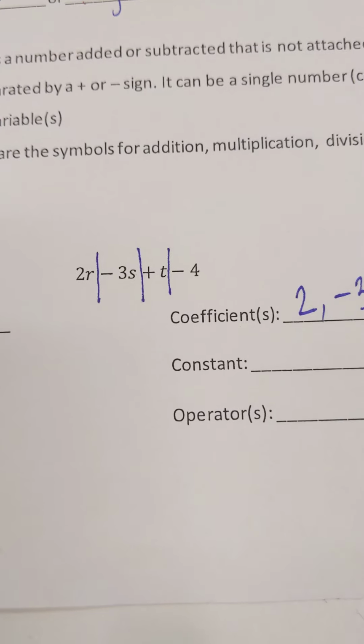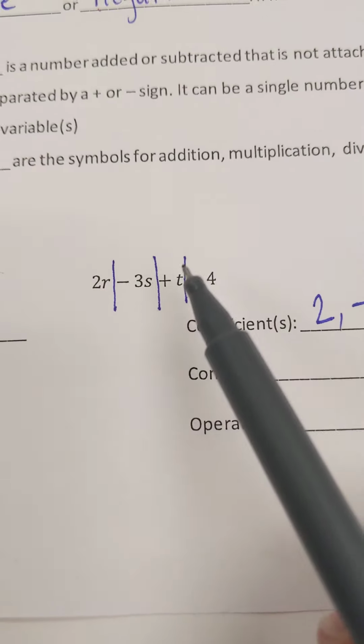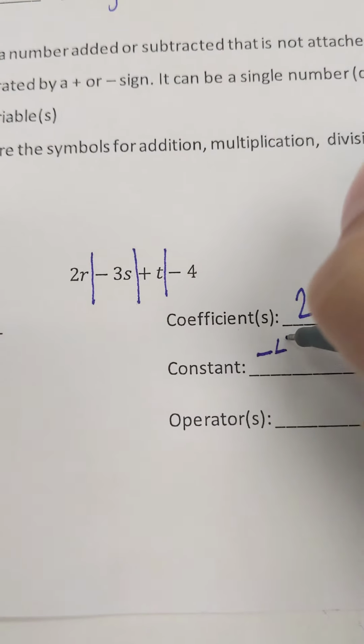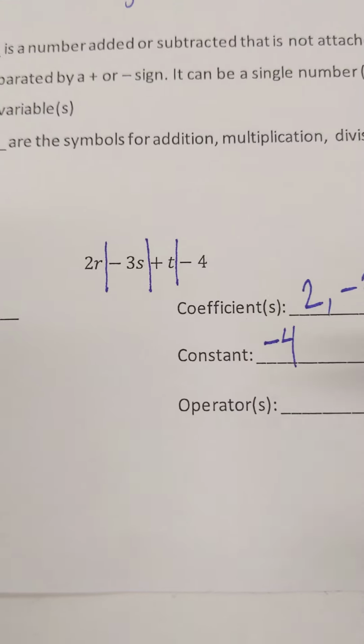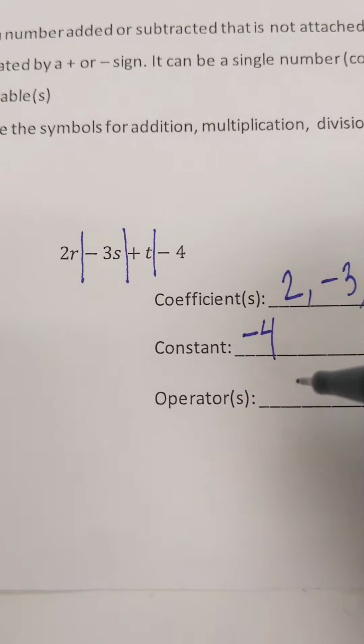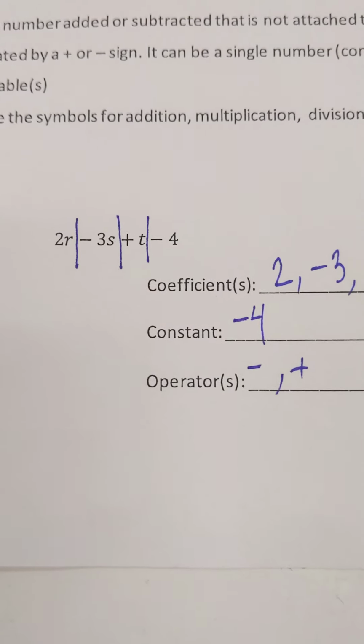Your constant, the number that's by itself, not attached to a letter. In our case, that is negative 4. There's no letter attached to that. That's your constant. And then what are your operators? I see a minus sign and a plus sign. There's a second minus sign, but you don't need to write it twice.